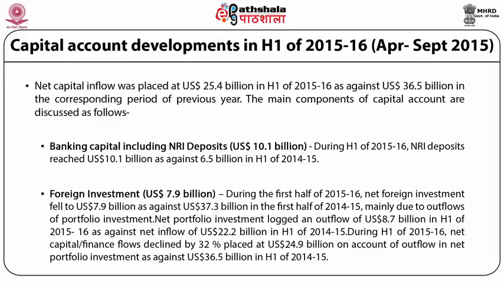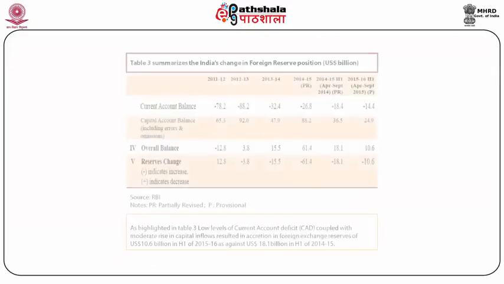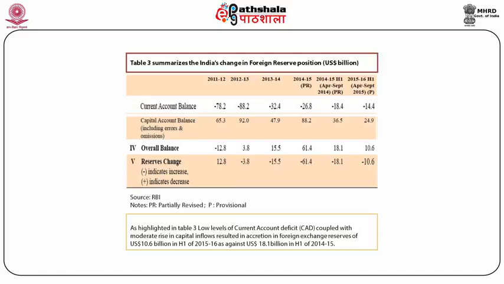During the first half of 2015-16, net capital flows declined by 32%. They were 24.9 billion US dollars on account of outflow in net portfolio investment, as against the corresponding period of the previous year, when it was 36.5 billion US dollars. Now Table 3 shows India's change in foreign reserve position as shown in the latest Economic Survey, that is 2015-16. Again, it shows the figures from 2011-12 to the first half of 2015-16.